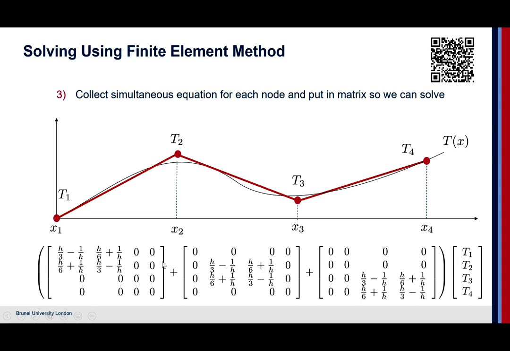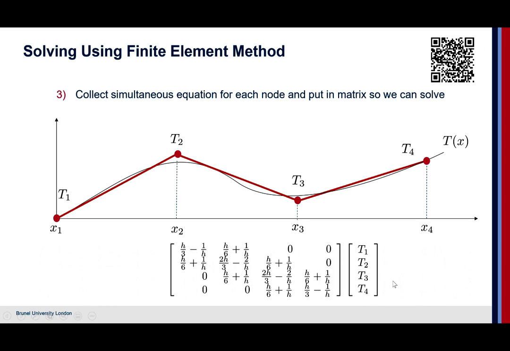And then we pad our elements out. Bear in mind that the position each element has in the matrix has to do with which T1, T2, T3 it involves. For the first element, it's only multiplying T1 and T2, so it's just the top left of this matrix, the T2 and T3 are in the middle, and then T3 and T4 are on the bottom right. We can add all of them together and assemble a global matrix from each of the local ones.